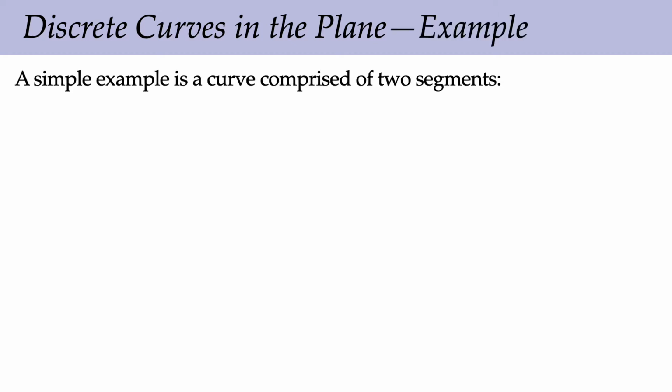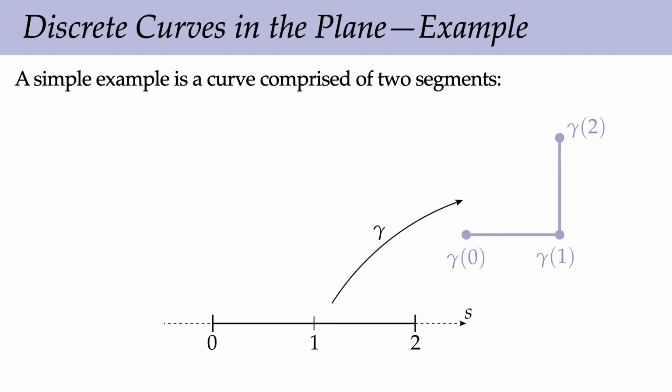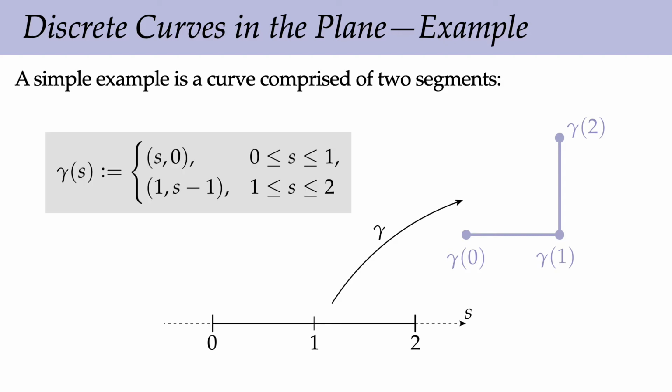As a concrete example, let's say we want to describe this simple curve made of two line segments. Well, we could write it out very explicitly in terms of a parameterization. We could say that gamma of s is, for values of s between 0 and 1, equal to (s, 0). So we stay at height 0 and we just move in the positive x direction. And then once we get to s equals 1, we start moving upward. We keep our x coordinate fixed and we increase our y coordinate.